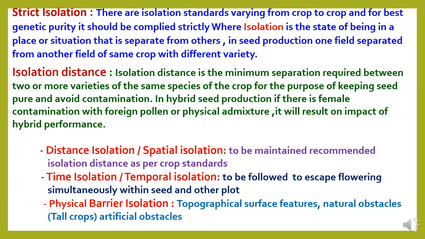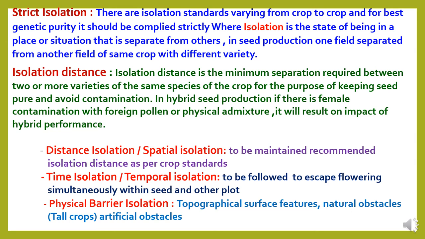Isolation is one of the important parameters in seed production to achieve the best quality. There are isolation standards varying from crop to crop, and for best genetic purity, they should be complied with strictly, where isolation is the state of being in a place or situation that is separate from others. In seed production, one field is separated from another field of the same crop with a different variety. What is the isolation distance? Isolation distance is the minimum separation required between two or more varieties of the same species of the crop for the purpose of keeping seed pure and to avoid contamination.